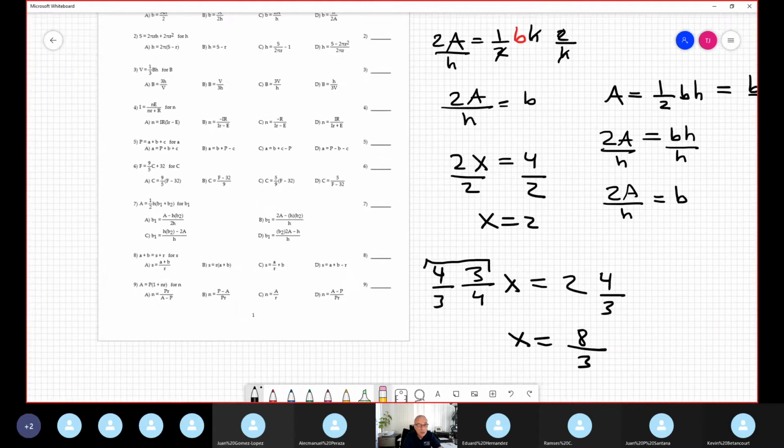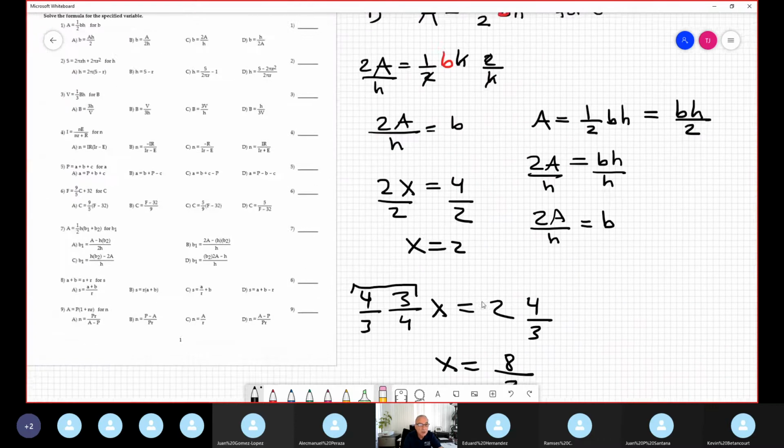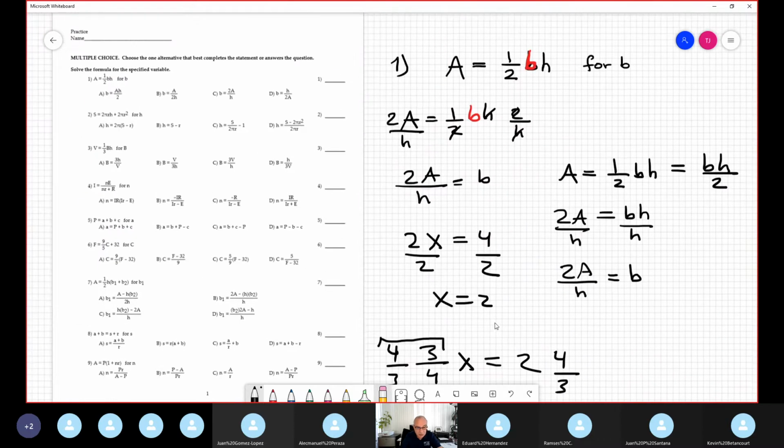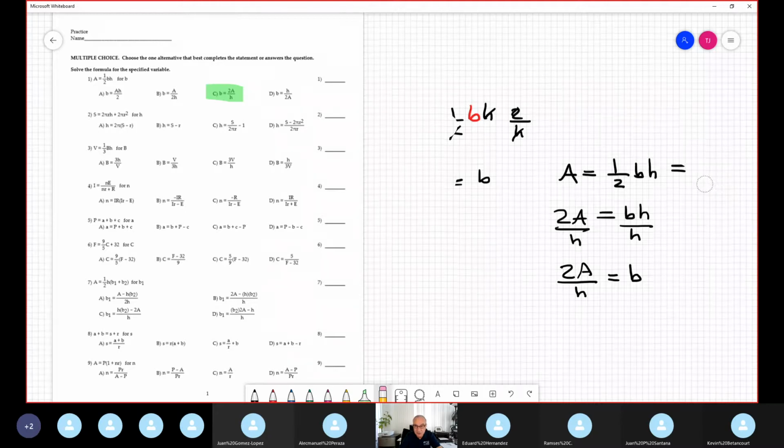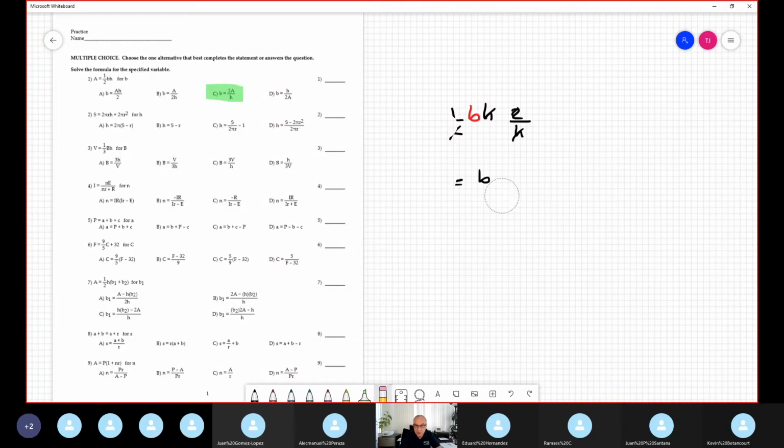So which option do we select? 2A over H. Look at that. Do you understand? A literal equation involves several variables. However, only one is important. What is the application of this in real life? Well, in science, chemistry, physics, we have formulas, and maybe you need to isolate one specific variable because I need to find something.